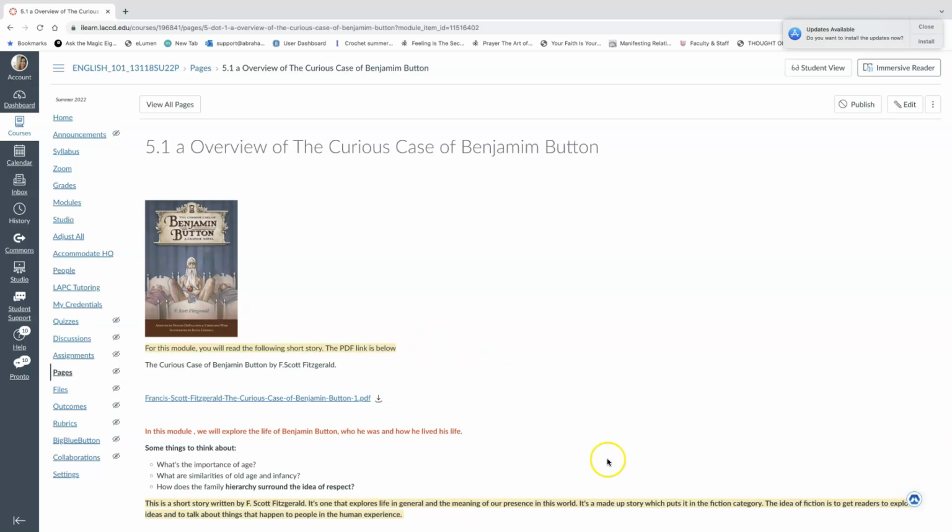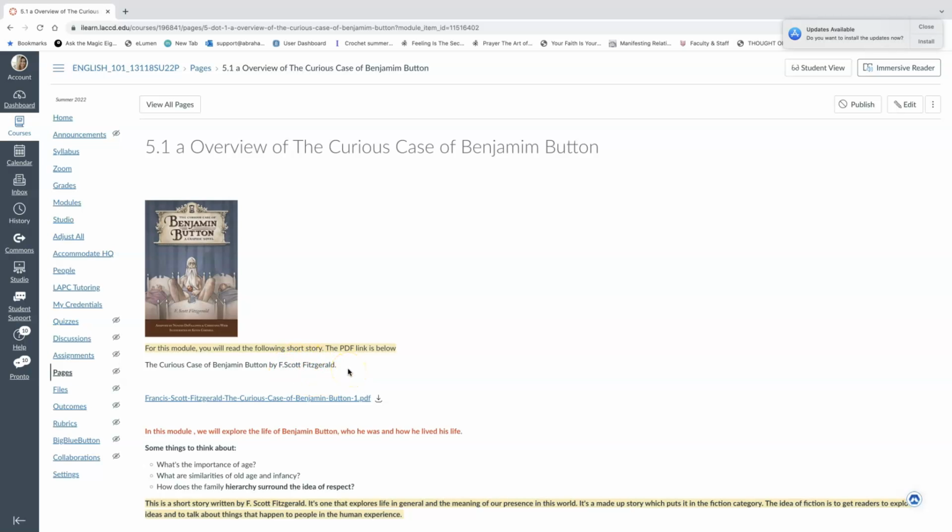It's very interesting to read, and I would like you guys to enjoy this. This is fiction. This is the only fiction that you're going to be reading this semester, and it's not based on any true story or anything like that. It's only based on a short story that F. Scott Fitzgerald wrote.